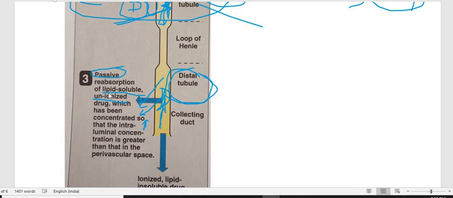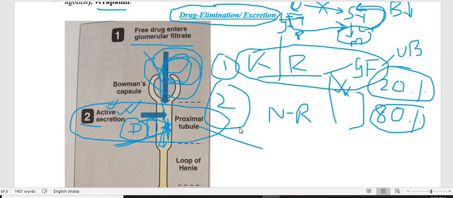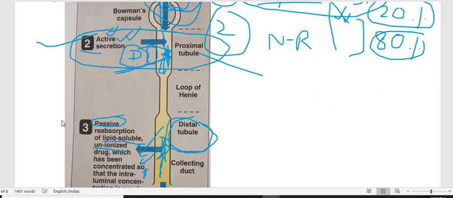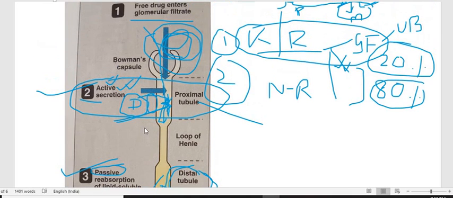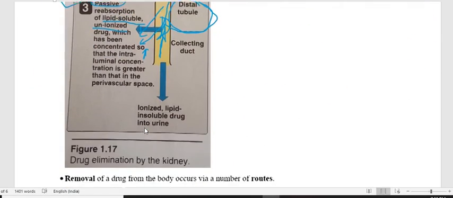After that, the drug reaches the systemic circulation again, and it helps to maintain the concentration of the drug for a longer time interval in the systemic circulation. Therefore the doses should be managed accordingly. This is very, very important. So the first one is the glomerular filtration process, the second is active tubular secretion, and the third is passive reabsorption. So these are the ways of excretion of the drug. This is important.